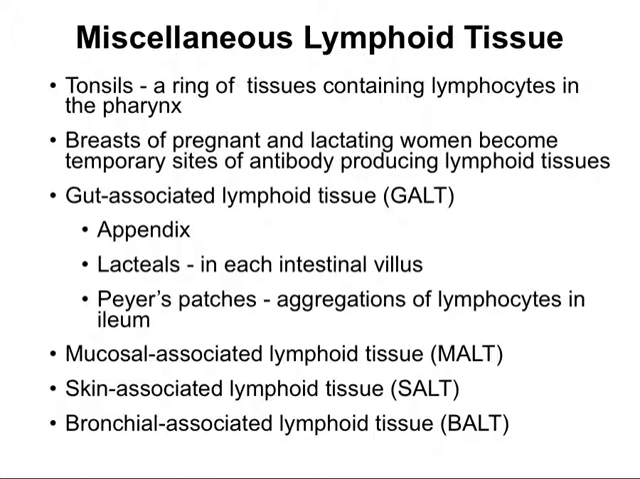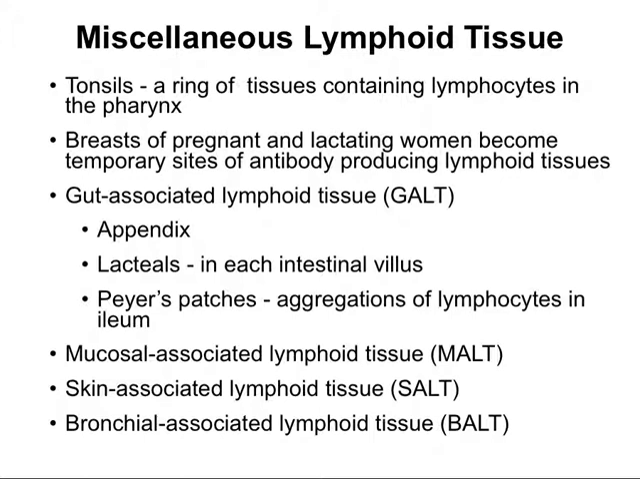And then in each of the intestinal villi, where most of the absorption happens in the intestine, there are lacteals. Also, aggregates of lymphocytes in the small intestine, called Peyer's patches, are there to detect any potential pathogens so that we can send the message to the rest of the immune system to take care of these things right away.